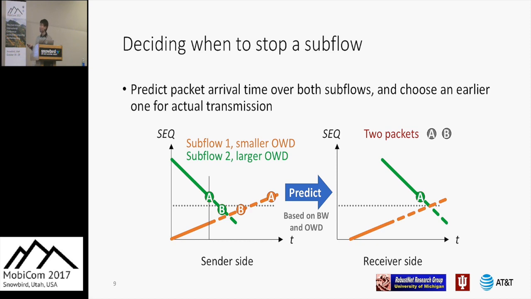However, for packet B, after the stopping point, even if this packet can be transmitted earlier on subflow 2 at the sender side, the packet is predicted to arrive earlier on subflow 1, the other subflow. So in this case, DEMS chooses to wait until packet B can be transmitted on subflow 1.